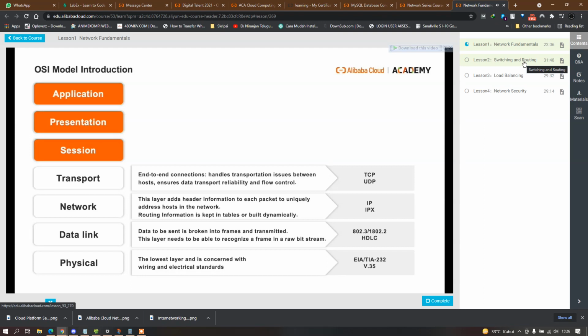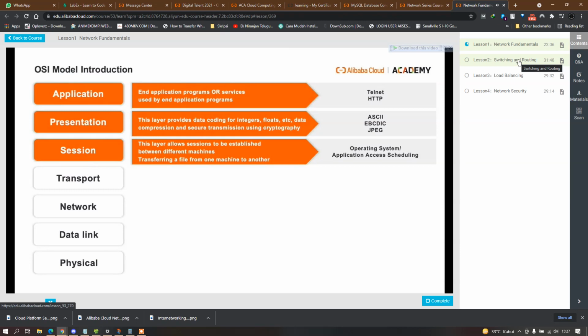The upper layer is the transport layer. For this layer, one thing we should be familiar with is the TCP/IP protocol, right? Especially TCP, which ensures data transport reliability and flow control. This layer is responsible for making a reliable and stable connection between systems.